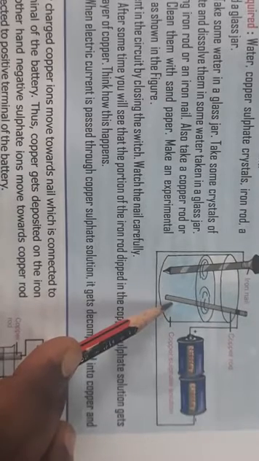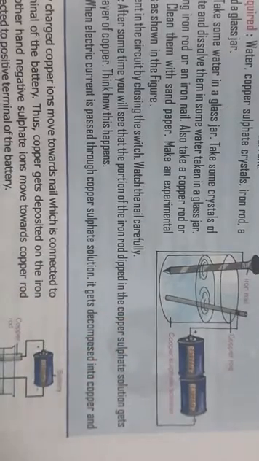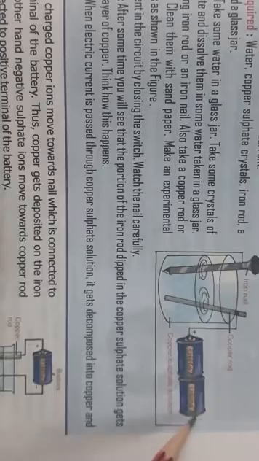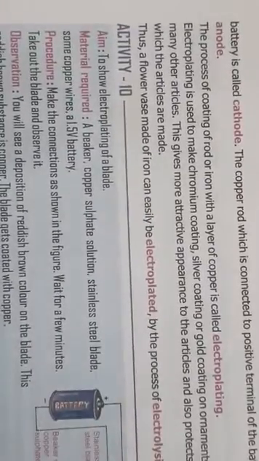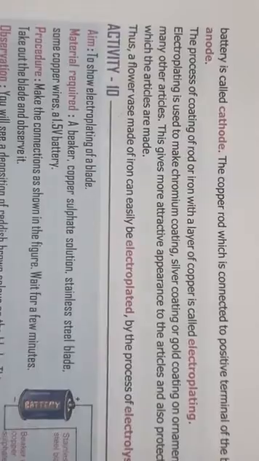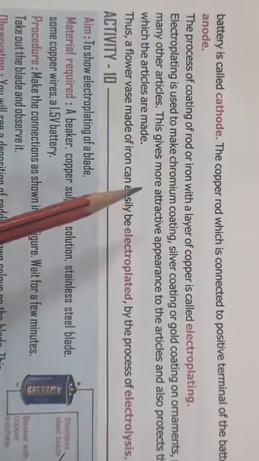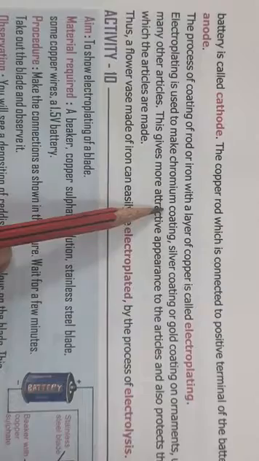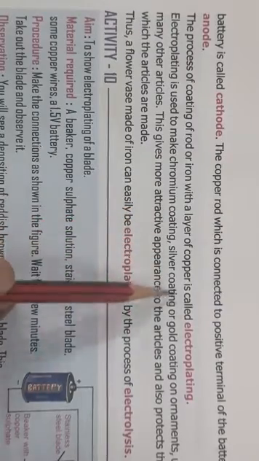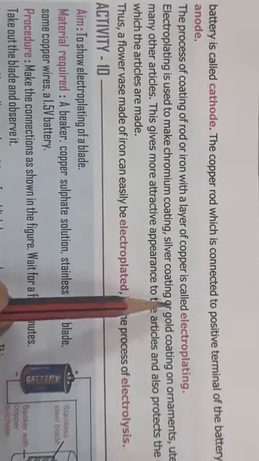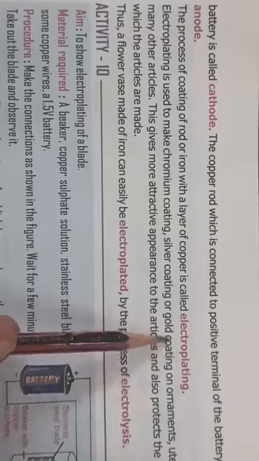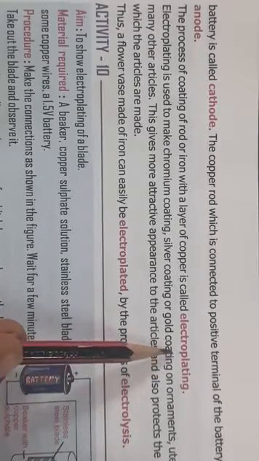This copper sulfate solution which is conducting the electric current is called the electrolyte. The iron nail which was connected to the negative terminal of the battery is called the cathode. And the copper rod which was connected to the positive terminal is called the anode. The process of coating iron with a layer of copper is called electroplating. That means a layer of copper is coated using electric current. That is why it is called electroplating.